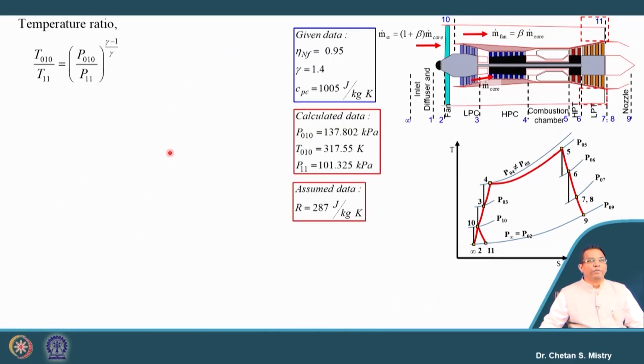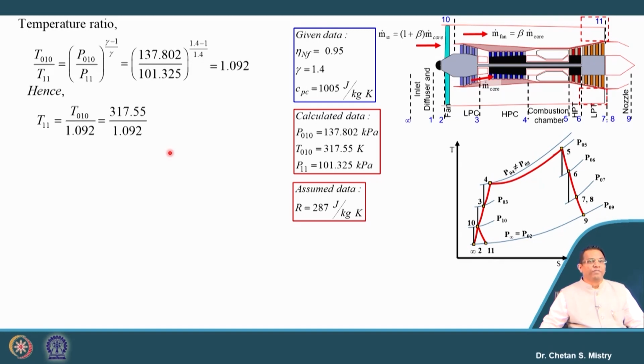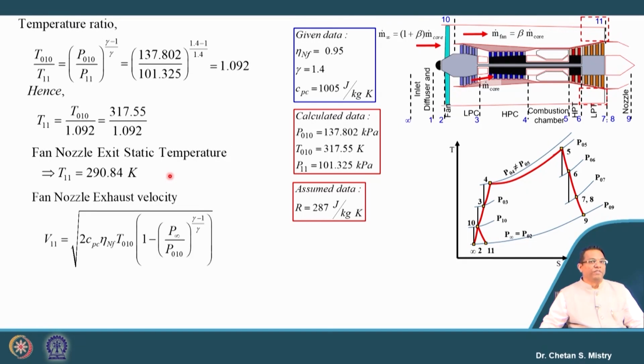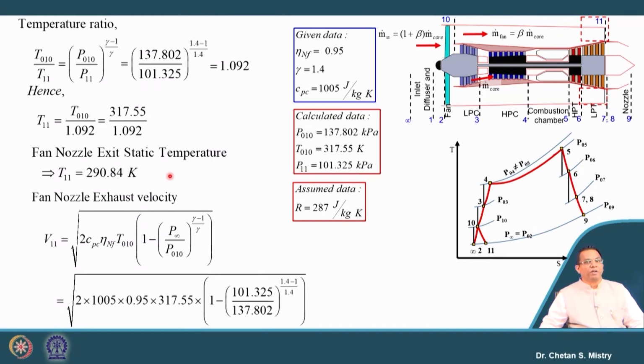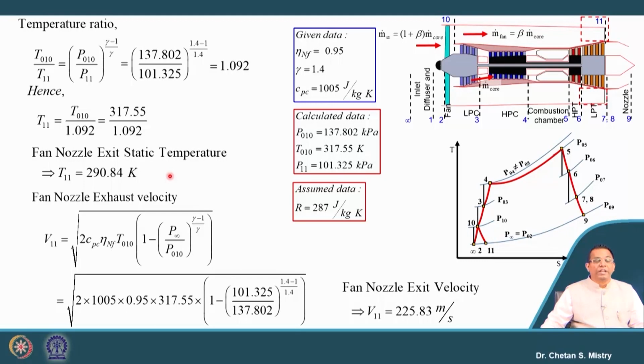Okay. Now, we will be doing our calculation for the temperature ratio. Here again be careful about the temperature ratio calculation, and if we do this calculation, the exit temperature is coming 290.84 Kelvin, and we will have our exit velocity formulation that will be different from the choked condition. Be careful, this also we have discussed in week 2. So, just revisit that part in order to build confidence. Here if we put in the numbers, our exit velocity is coming to be 225.83 meter per second.